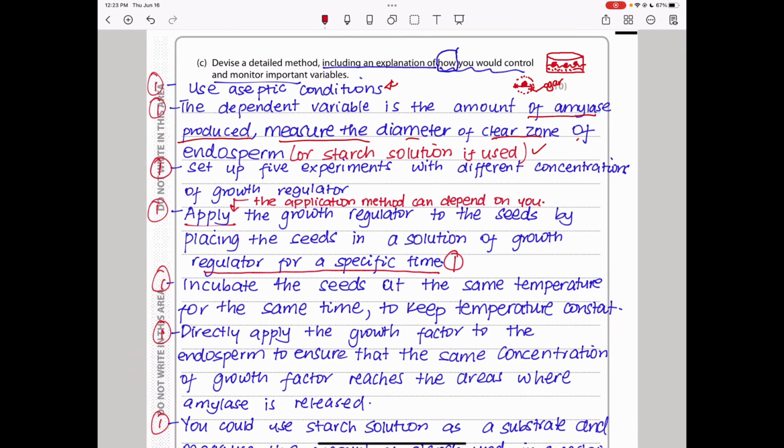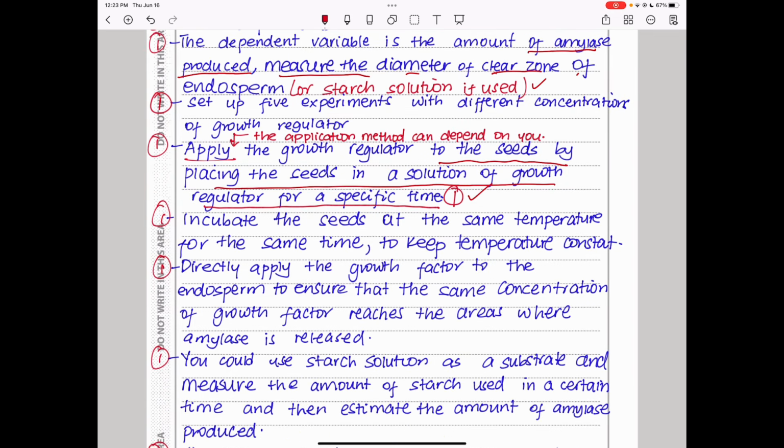So here we have to apply the growth regulator to the seeds by placing the seeds in a solution of growth regulator for a specific period of time. Of course, for consistency, if you choose maybe a time of 3 hours, soak all the seeds for 3 hours in each of the different concentrations. They have to be soaked for the same period of time to maintain consistency. And then we can incubate the seeds at the same temperature for the same time to keep the temperature constant.